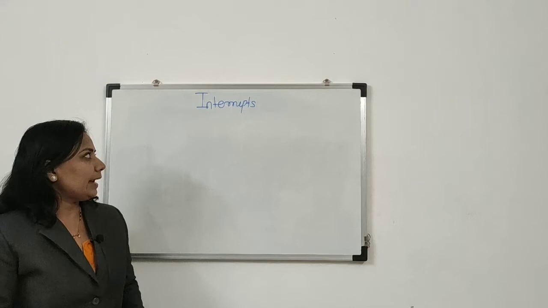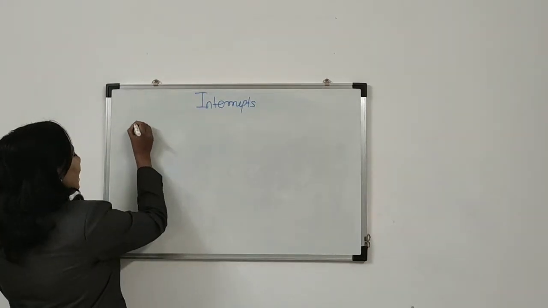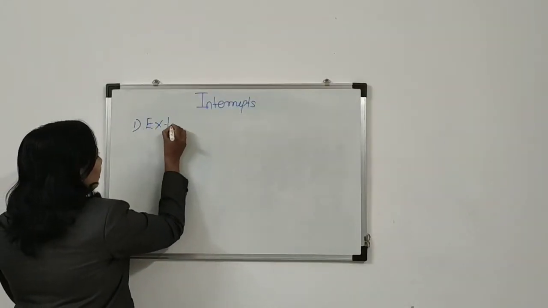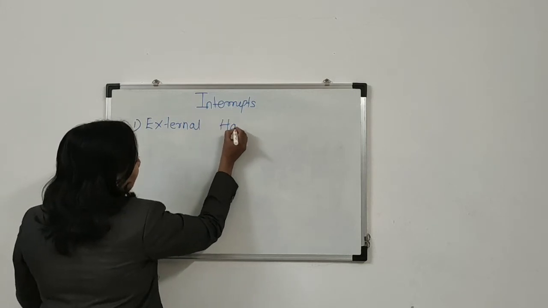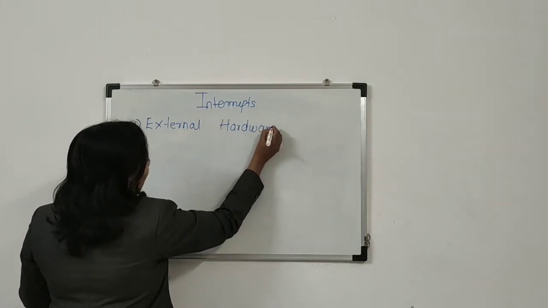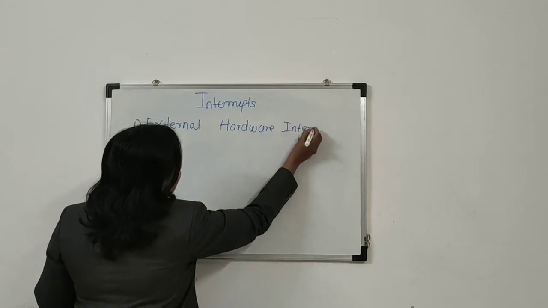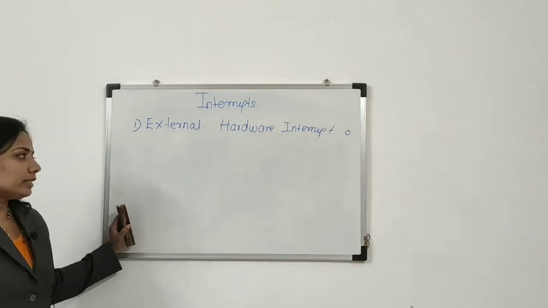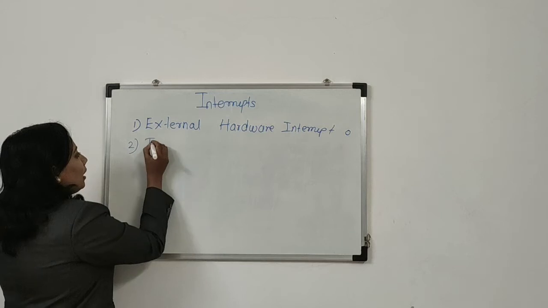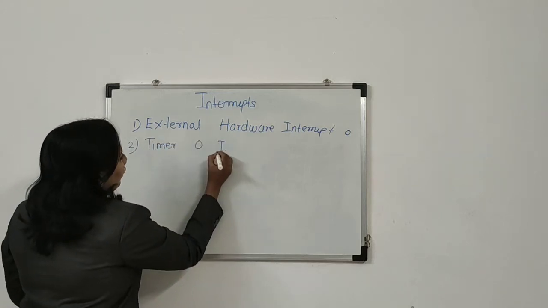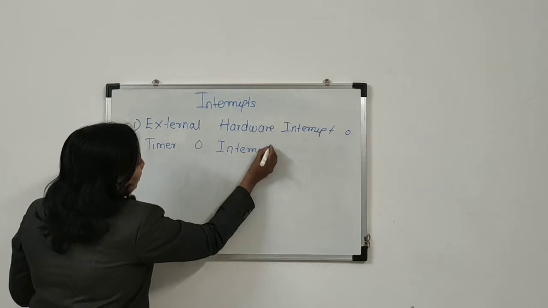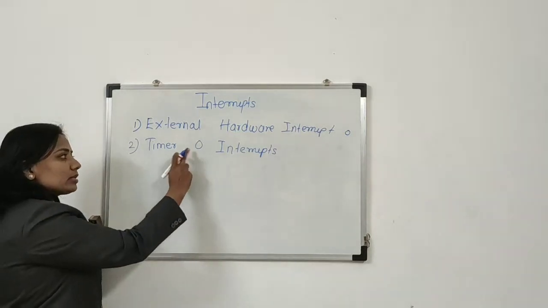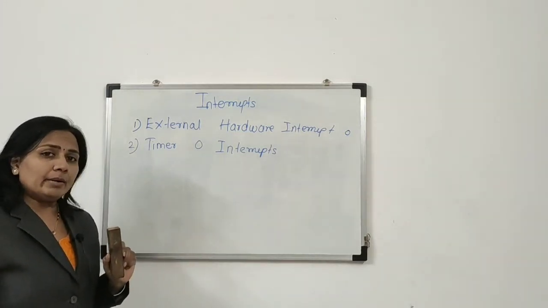So basically in 8051 microcontroller we have 5 interrupts. Like external hardware interrupt 0. So this is the first interrupt. Then we have timer 0 interrupt. So this interrupt is for the timer 0. So whenever timer 0 needs microcontroller service, it will interrupt the microcontroller.